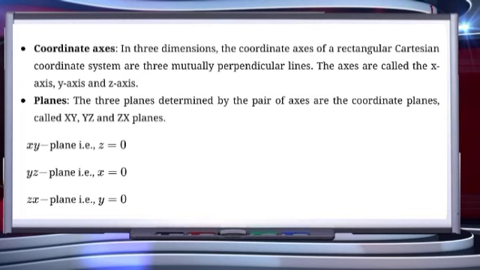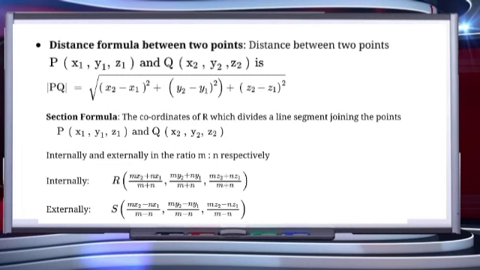Next is the distance formula between any 2 points. So distance between any 2 points P (x1, y1, z1) and Q (x2, y2, z2) is given by PQ is equal to whole under root of (x2 minus x1) whole square plus (y2 minus y1) whole square plus (z2 minus z1) whole square. Students, formula is just similar to that of the 2D, that is 2-dimensional. Here only z coordinate is added.